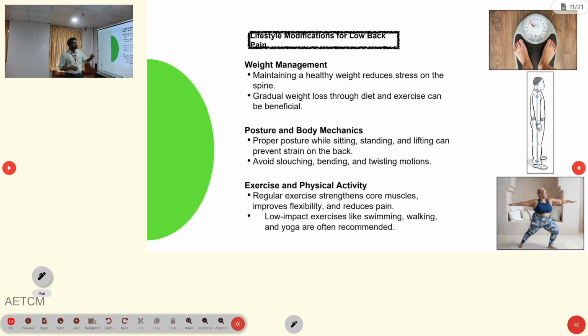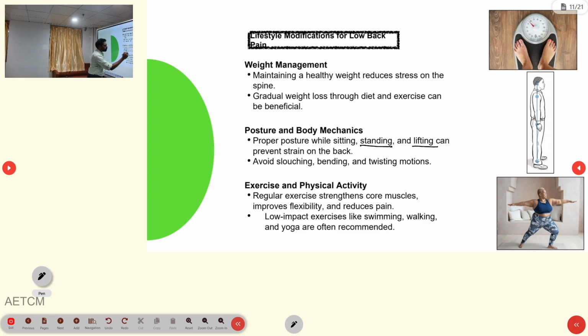So proper posture while sitting and standing and lifting. Those people who are employed in jobs that require lifting of heavy weights need to be taught the proper lifting technique. And those who work in jobs which require prolonged sitting need to be educated on how to sit properly while they work. So all this should be given to the patient.